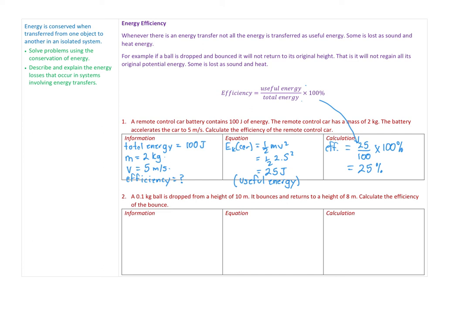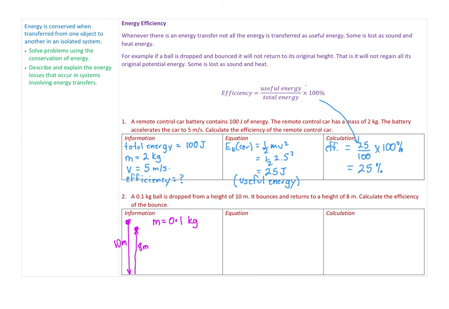Let's look at a bouncing ball. A 0.1 kilogram ball is dropped from a height of 10 meters. It bounces and returns to a height of 8 meters. Calculate the efficiency of the bounce. So maybe this one's a bit more confusing. Let's draw it out. We've got a ball. Goes down 10 meters, bounces, and it comes back up to 8 meters. And it has a mass of 0.1 kilograms.